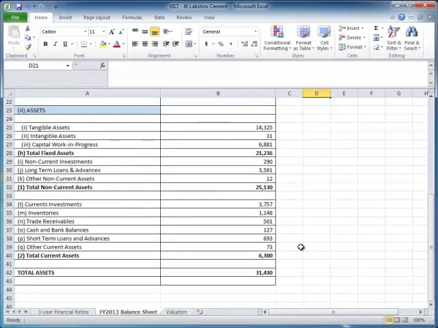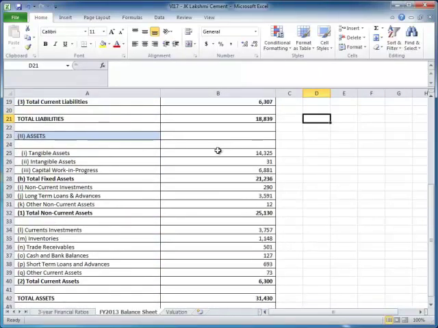Now let's look at the second part, which is going to be the assets. So first we'll look at non-current assets, which is the first category, and then current assets, which is the second one.